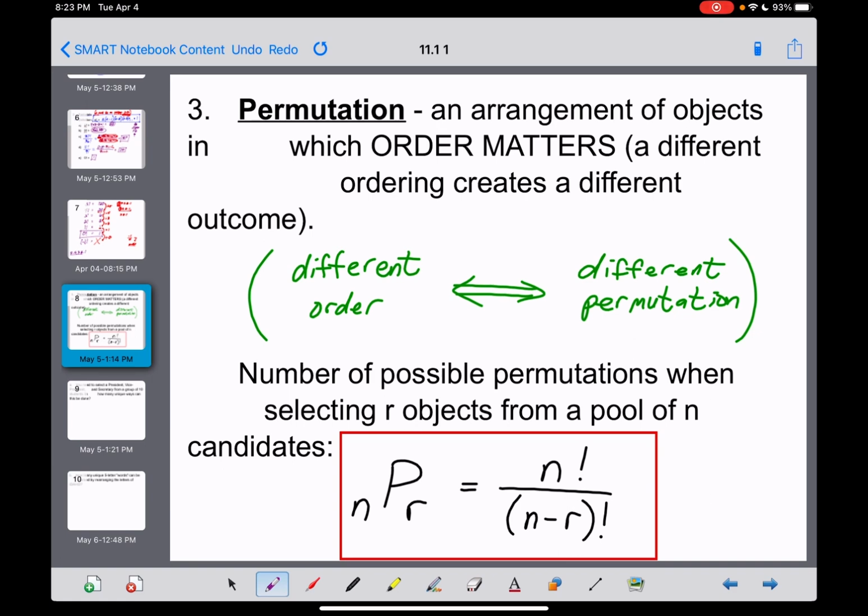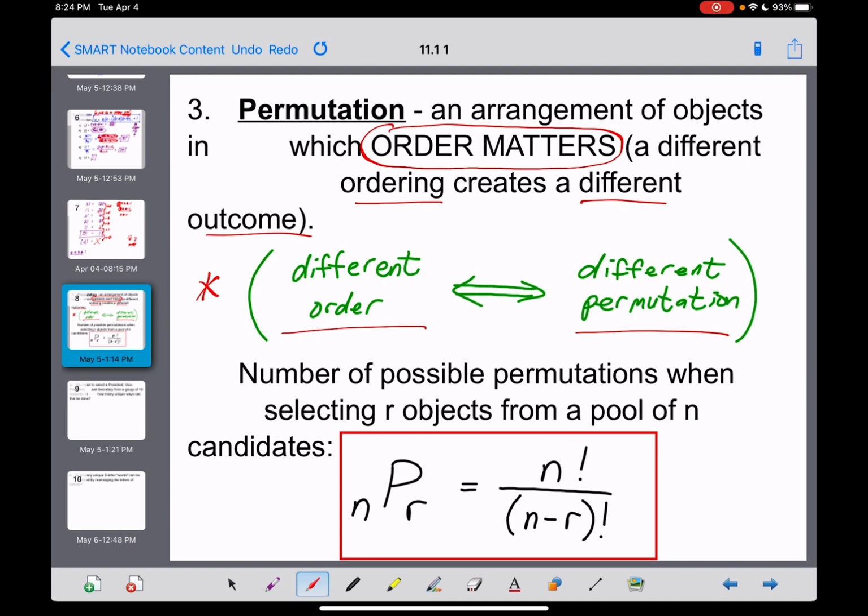A permutation is defined as the following: an arrangement of objects in which order matters. Guys, those are the two really important words right here. And that means that a different ordering of the things that you have chosen creates a different outcome. So that's kind of what this little statement in green says right here. If we were to shuffle the order around, we end up with something that is substantially and significantly different than what we started with just a moment ago.